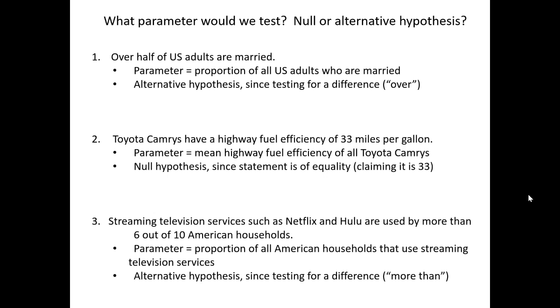So think about what's the variable here. We're thinking about who uses streaming services and who doesn't. So that's categorical data. Hence, we'll test the proportion. Proportion of what? Well, we're looking at American households, so all of them, and what proportion of them use the streaming services.